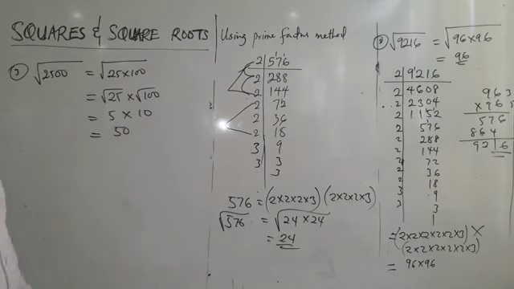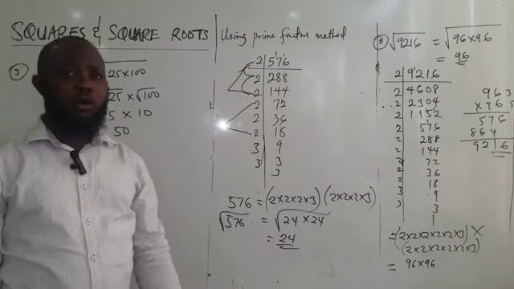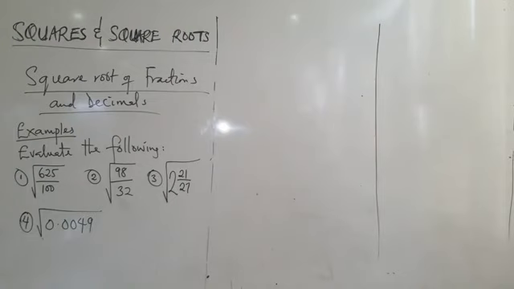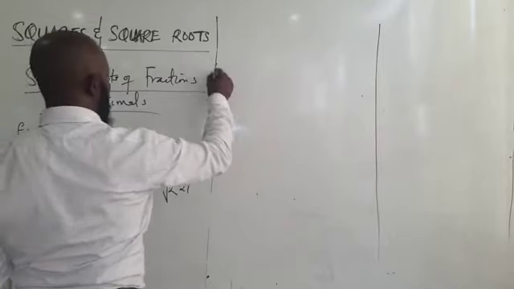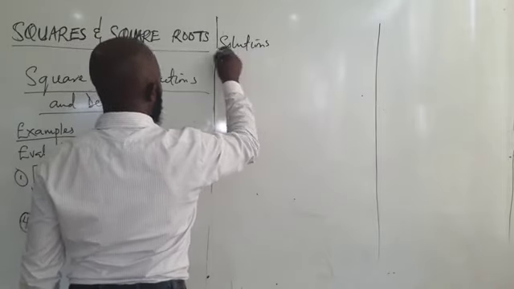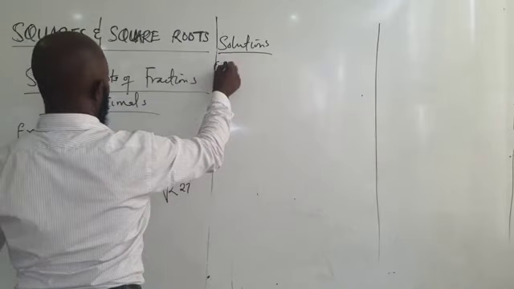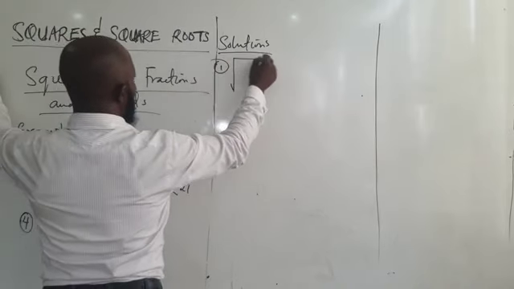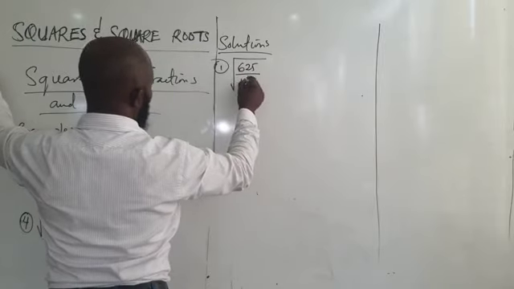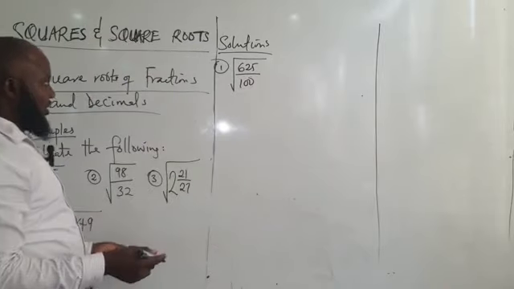So let's look at how to find the square root of a fraction and a decimal together. Alright, square root of fractions and decimals. So we have these examples. Let's start with the first one here. Solutions. The first one is the square root of 625 divided by what? 100. So this one is very straightforward.